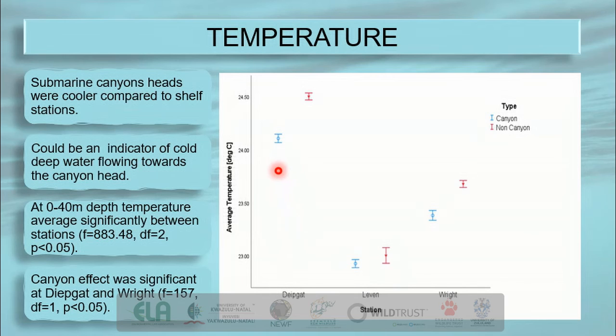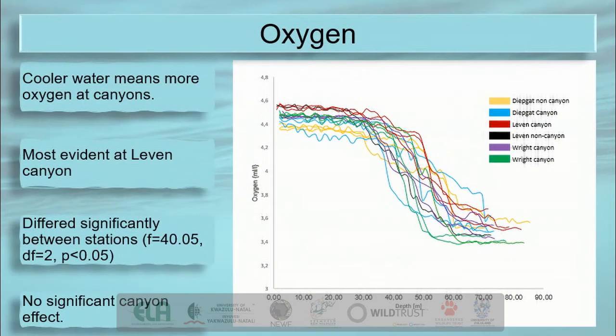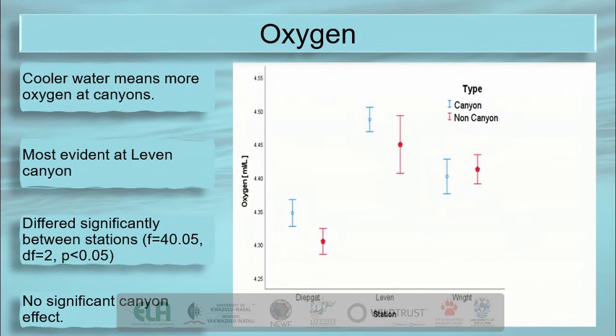And we can see that there was a significant canyon effect at Deep Heart and Right canyon. More oxygen was observed in canyons that had cooler water. The oxygen differed significantly between the stations, but there was no significant canyon effect.